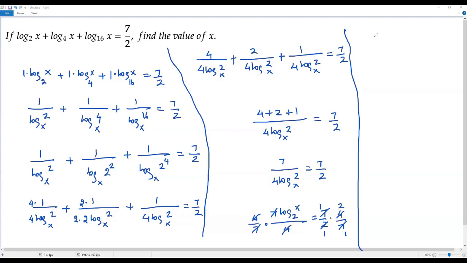The resulting equation is log x to the base 2. This is what we have on the left side. On the right side, we have 1 times 2 divided by 1 times 1. That is 2 divided by 1 equals 2.